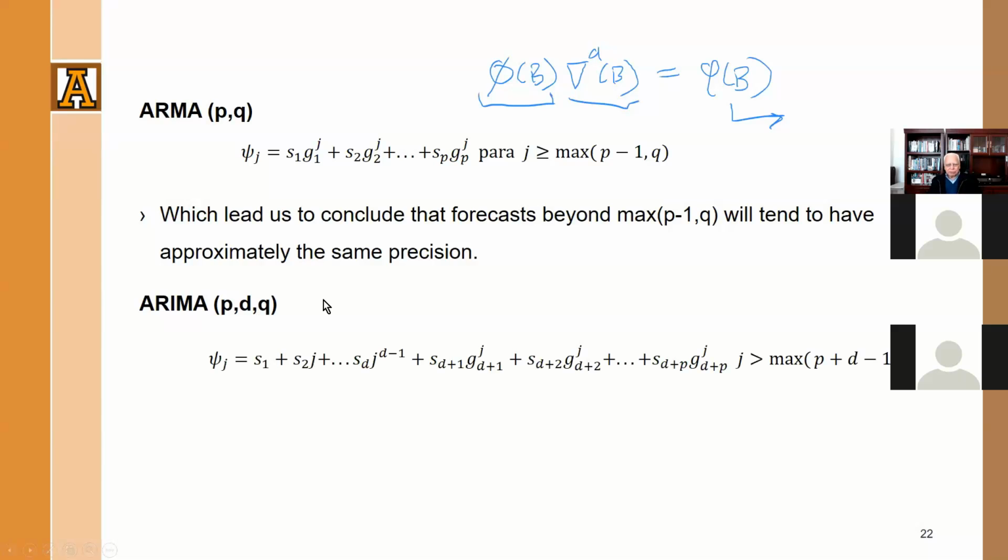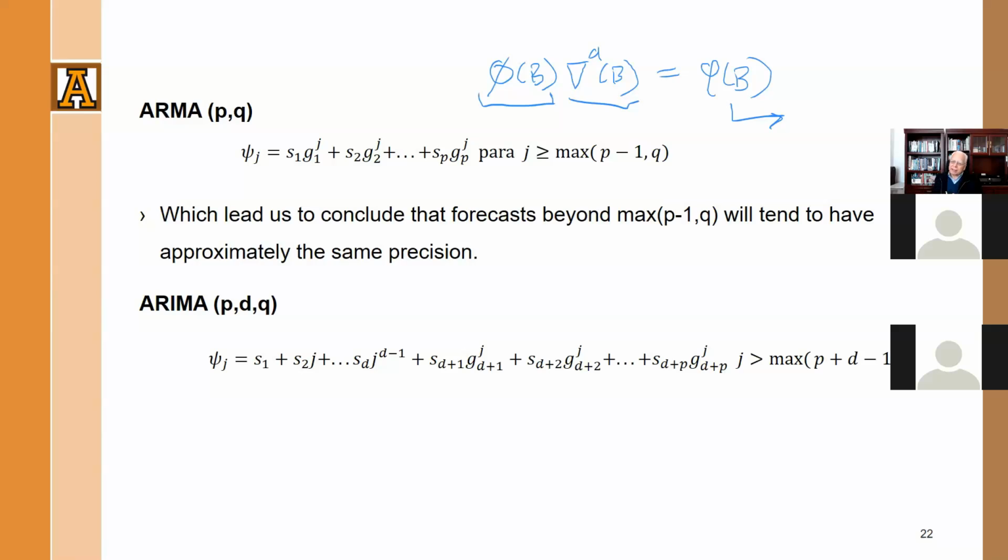Because in the ARIMA(p,d,q), the jth weight, the psi weight of order j, will be equal to this expression: S1 plus S2 j plus ... plus S_d j^(d-1) plus S_(d+1) g^j, and these other terms are all multiplying g to the power j, and those will be greater. That will happen. The size of psi_j will be given by this, as long as j is greater than the maximum between p plus d minus 1 and q.